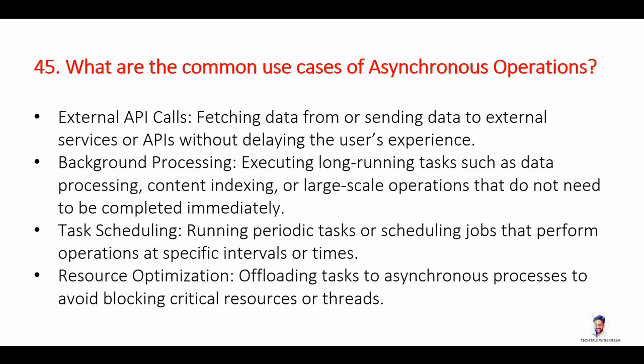So for example, we have a backend job which will pull data from a third-party service, a kind of importer or puller, and ingest this data into the AEM system, or any system from where we are pulling this data. That can also be one example of an asynchronous operation, because maybe it happens when the system is not in use, or it's not dependent on the activities happening on the system. Resource optimization: offloading tasks to asynchronous processes to avoid blocking critical resources or threads. So these are the common use cases of asynchronous operations.